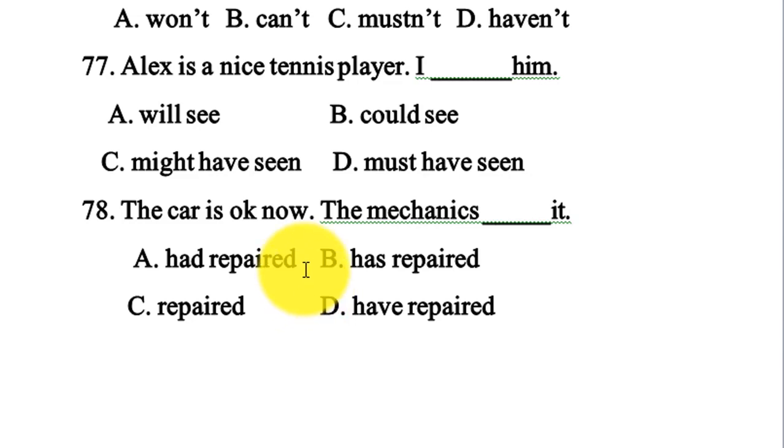Let me give you some clarification, please. The car is okay now. What is the car is okay? The statement is present, and this is the result of an event. The incomplete statement can be completed with the tenses from the given distractors. The first one is past perfect, here is present perfect, this is also present perfect, and this one is simple past. Which one do you think has a relation with this result?